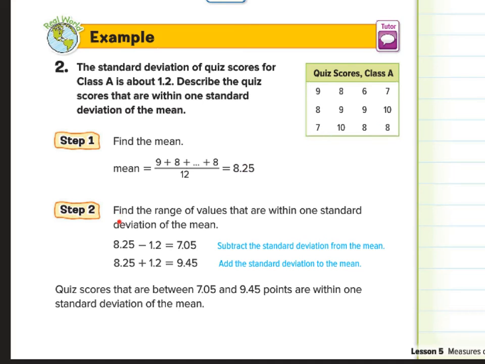Then in step 2, now that you have that score, find the range of values that are within one standard deviation of the mean. Now that you have your average, you either subtract 1.2 or you add 1.2, and you get this standard deviation from 7.05 to 9.45. So essentially you're being given the standard deviation of a quiz. It ranges by 1.2 down or up. So quiz scores that are between 7.05 and 9.45 points are within one standard deviation of the mean.